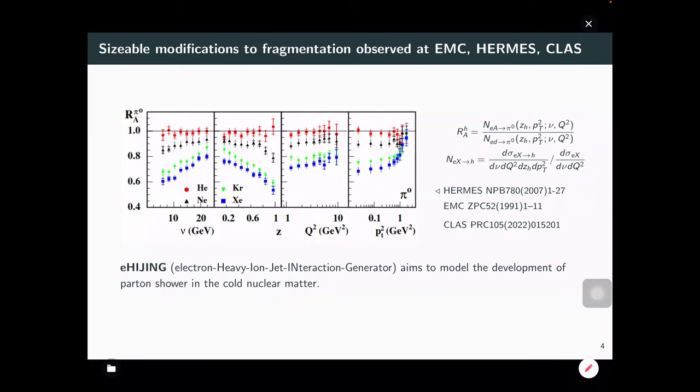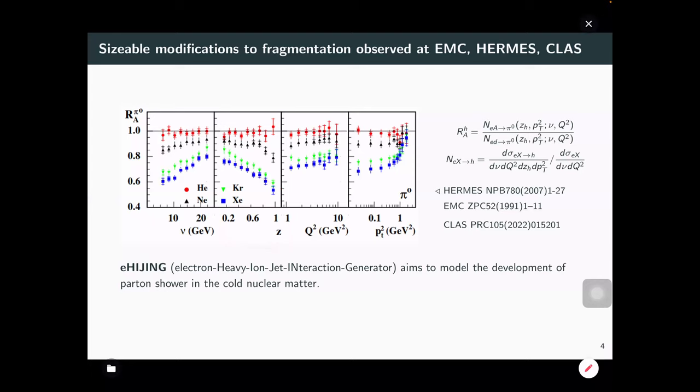So here you can see, I should have put this diagram over here. In the fixed target frame, you have an electron coming in, and then you measure the transverse momentum spectra and the longitudinal momentum fraction of the produced hadron. And just like what you do in AA collisions, you take the ratio between the semi-inclusive production of a pion in EA collisions divided by electron-deuteron collisions, and you can then define this nuclear modification factor. As you can see, there are quite sizable modifications even in cold nuclear matter. For example, if you look at the longitudinal distribution of the produced hadron, the modification to this fragmentation profile can reach more than 50% in the large z region.